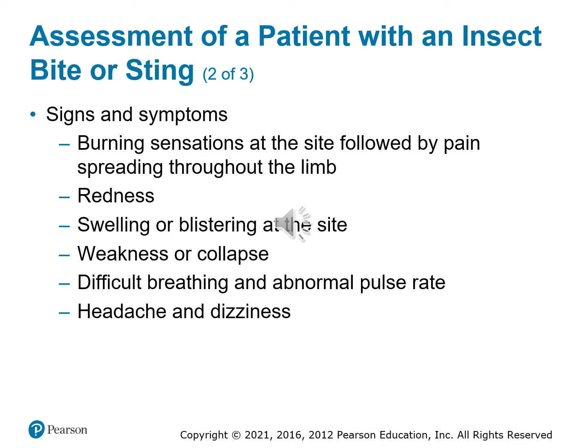A couple more slides of signs and symptoms that you may see here. You may have a burning sensation at the site followed by pain that spreads throughout the limb. You will probably have some redness at the site of the injection. There may be swelling and blistering also at the site. And then depending on how the person's body reacts to the venom that's been introduced, there could be weakness or collapse. There could be difficulty breathing and an abnormal pulse, or it could be something as simple as headache or dizziness.